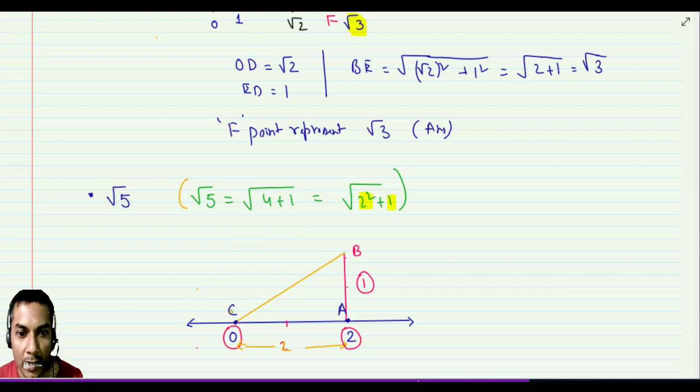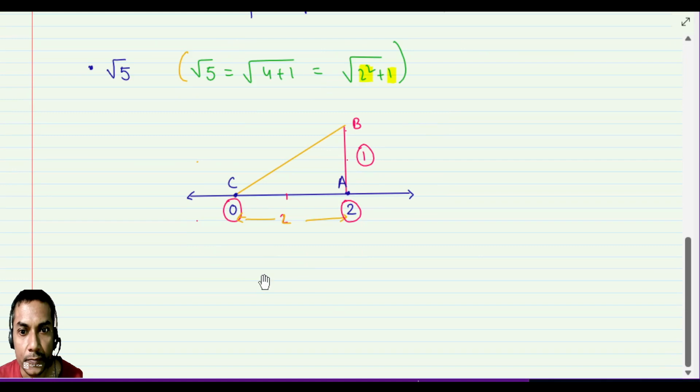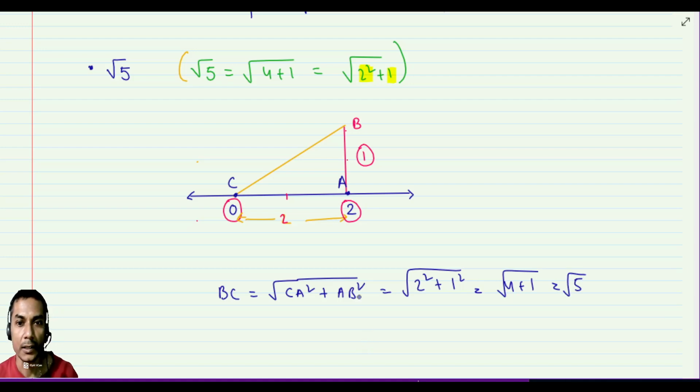Now from the triangle ABC, what can we get? BC is equal to the square root of CA square plus AB square, that is 2 square plus 1 square. We get 4 plus 1 is equal to 5, root 5. Clear? So BC is actually root 5.